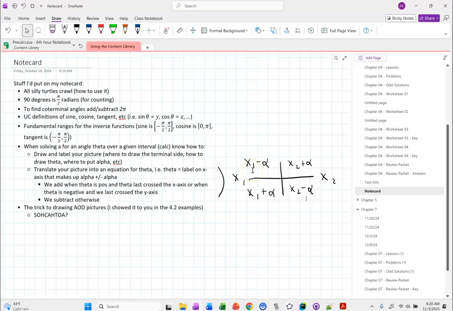And then specifically, the last bullet point is the trick to drawing angle of depression pictures. Like I showed you in the 4.2 example, the angle of depression is always between the line of sight and the horizontal. Right, we talked about that. When we did the example, everybody wanted at first glance to put it in the wrong spot, and it's like, oh, no, no, no, you've got to be careful here. And then I wrote SOHCAHTOA because we use that almost every time we have one of these angle of elevation or depression problems, because we make a right triangle and we use SOHCAHTOA. So I put that on there.